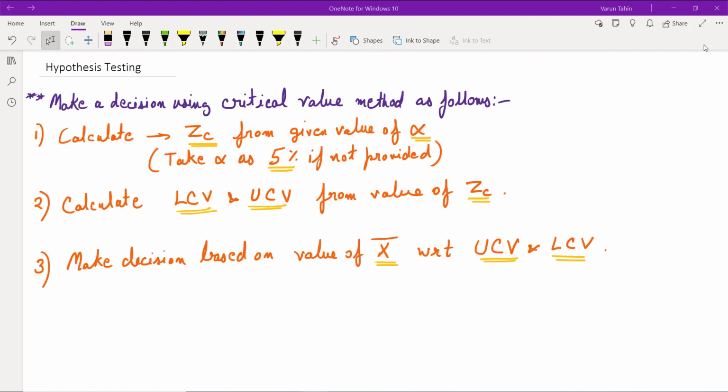Now let's recap how we make a decision using the critical value method. First, we calculate the value of ZC from the given value of alpha, that is the significance level, and take 5% if not specified in the problem. The second step is to calculate the critical values, that is UCV and LCV, from the value of ZC, which is Z critical. Finally, we make the decision on the basis of the value of the sample mean with respect to the critical values, that is UCV and LCV.